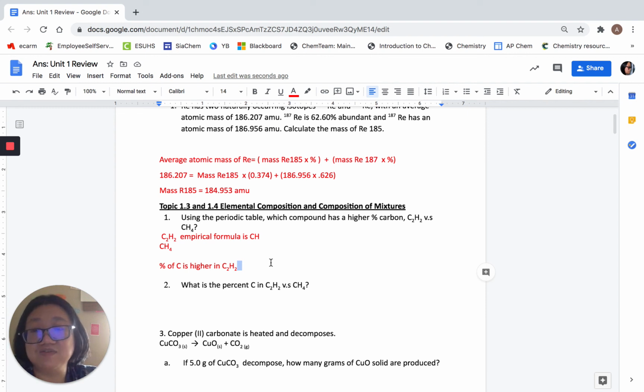Now, if they ask you to explain it, you can always calculate it. So, for example, I'm going to say the mass of carbon, which is 12.01 divided by 12.01 plus the hydrogen, which is 1.01, versus 12.01 divided by 12.01 plus 1.01 times 4. So that's the difference. Okay, moving on.